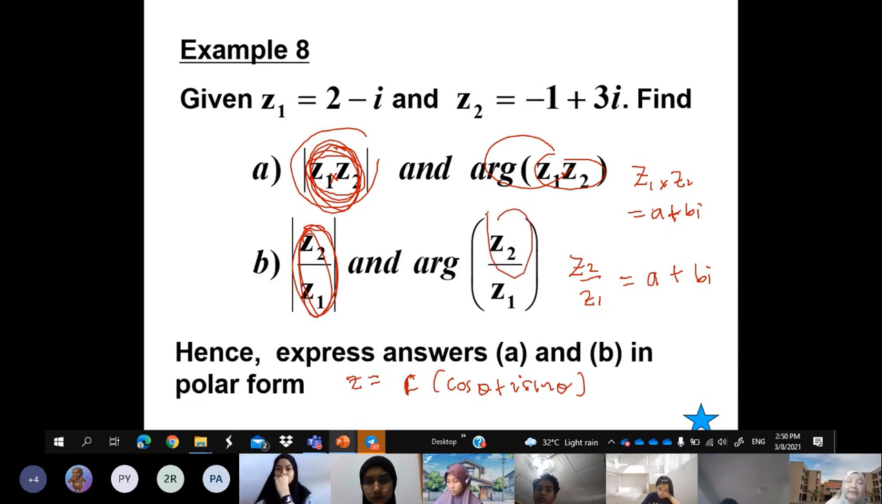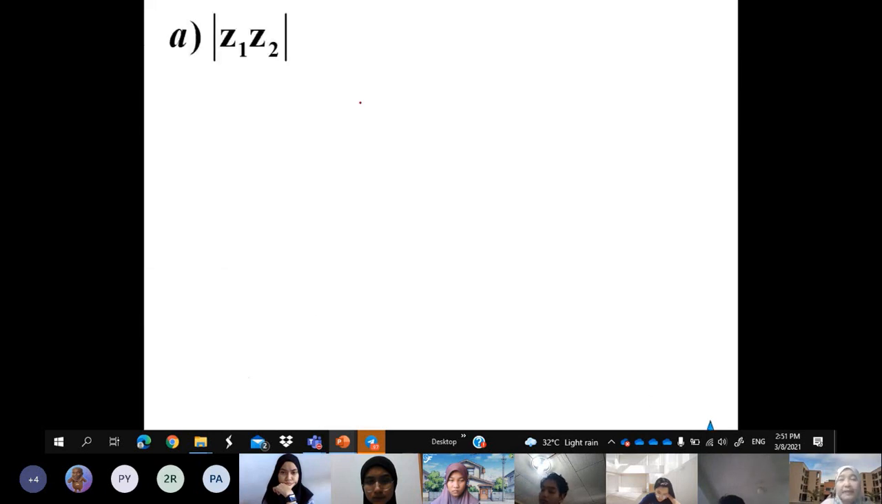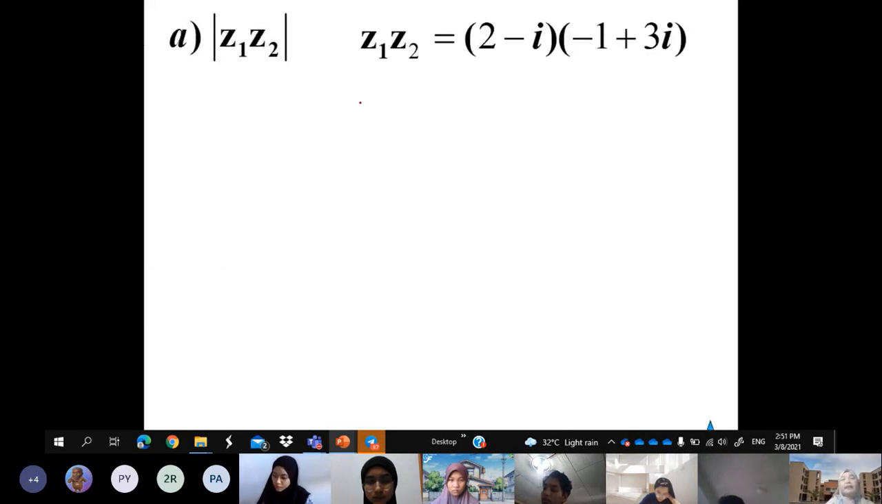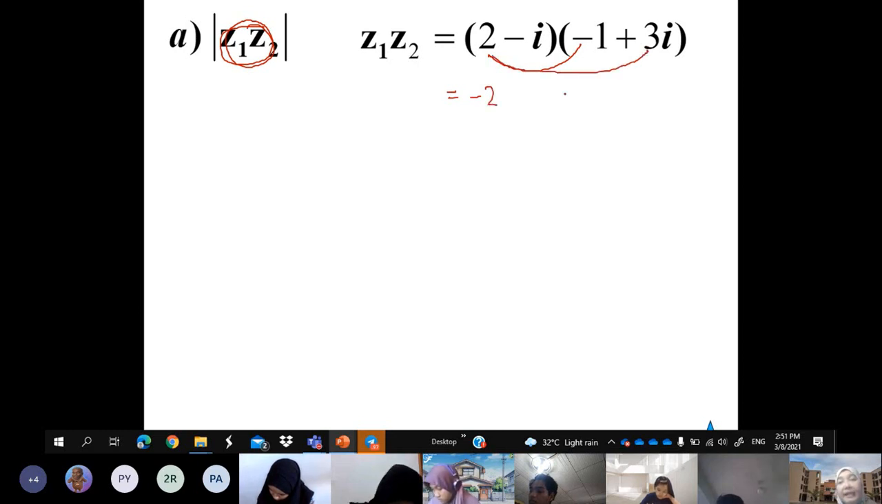Okay, same, right? So now we want to simplify Z1 times Z2 to a plus bi. Our aim is to find modulus, argument and polar form. This one first. We concentrate on just this, inside. Ignore its modulus. This times this: 2 times negative 1, negative 2; 2 times 3i, plus 6i; negative i times negative 1, positive i; negative i times 3i, negative 3i squared.